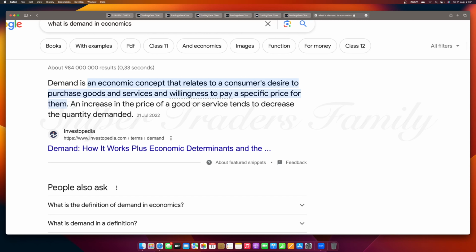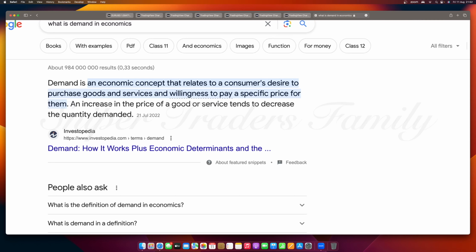And the lower the price, the higher the quantity demanded. So if the price is high, there will be less demand for it. If the price is low, there will be more demand for that particular commodity. That's it. So demand means when the price is low, more people will want to buy it because price is at a discount level.